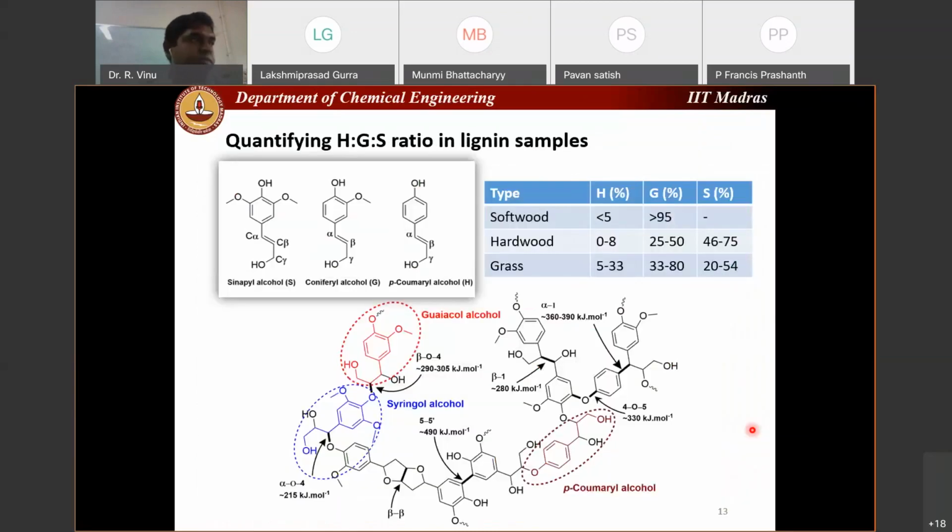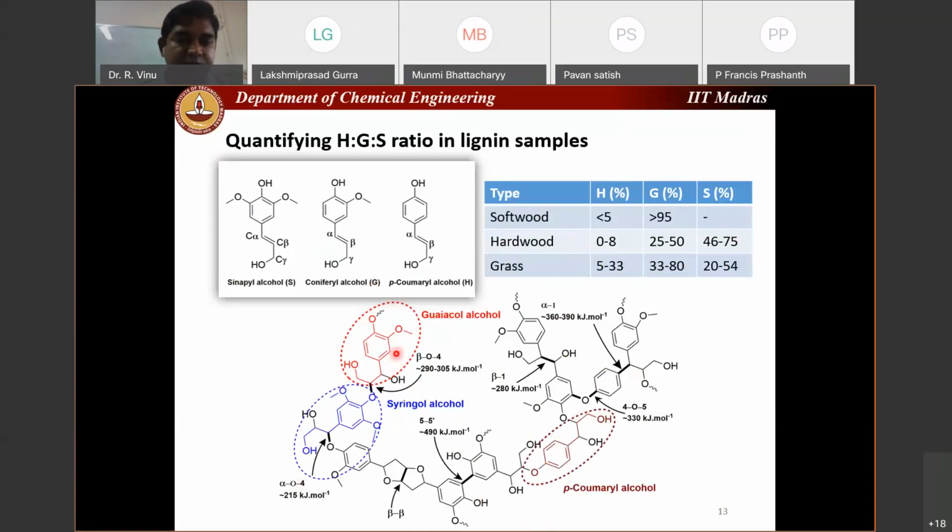One more common example, before I move on to the description of the different pyrolysis reactors: those of you who are working on biomass research would know what lignin is about. Lignin is a polyphenolic material, right? Its structure is not known. It will vary based on the plant source and so on. But typically, lignin is characterized by 3 monomeric units: guaiacol, syringol, and coumaryl alcohol units.